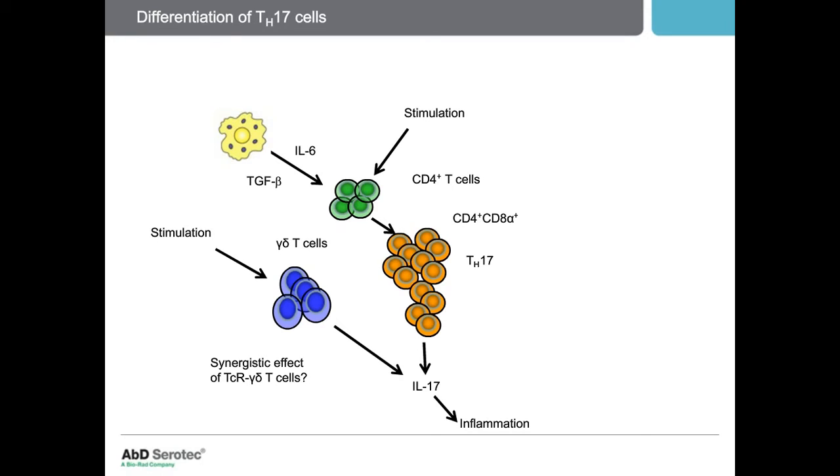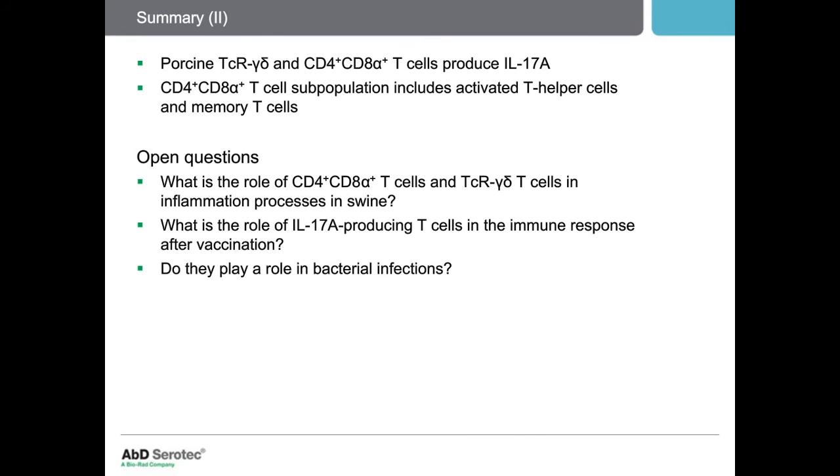To the next summary, you can say TCR gamma delta and CD4 plus CD8 alpha CD4-positive T cells produce IL-17A. The CD4-positive, CD8 alpha-positive T cell subpopulation includes activated T helper cells and memory T cells.